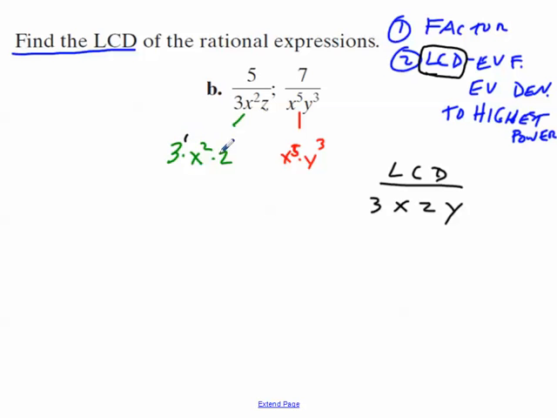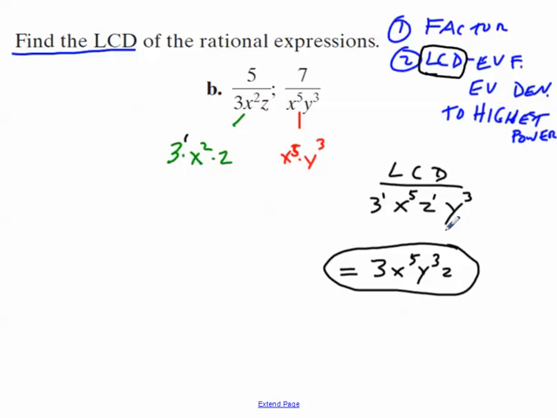3 is to the 1st power, so 3 over here is to the 1st power if we want to write it down there. We don't have to, though. X has to be squared here, but x has to be to the 5th power here, so we have to raise it to the highest power that we see it. X is to the 5th power. Z is to the 1st power. There's no z's over here. And then y has to be to the 3rd power. There's no y over here, so y to the 3rd power. And there's our lowest common denominator. And if we make it prettier, we call it 3 x to the 5th, y cubed, z to the 1st power, or just z. And there's our lowest common denominator.